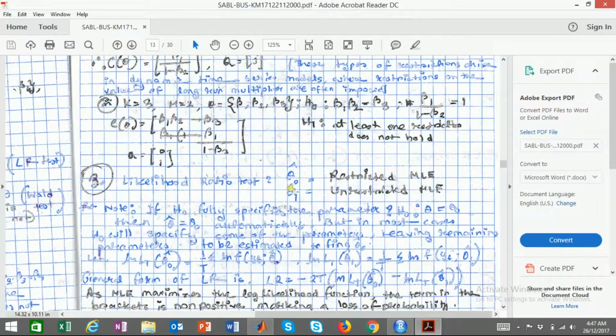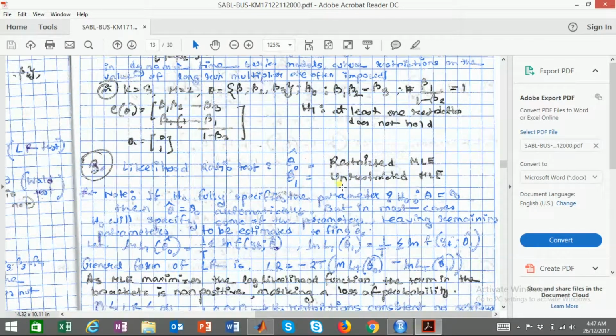Likelihood ratio test. In case of a likelihood ratio test, theta naught is the restricted maximum likelihood estimator, theta 1.